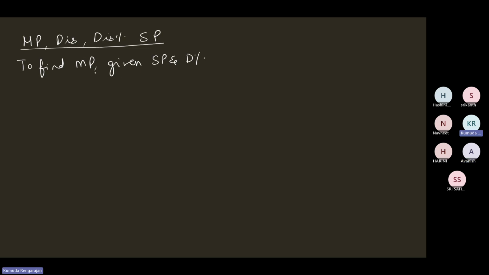So if you have to find the mark price given the selling price and discount percentage, the formula is like this. Mark price is equal to, whenever it is mark price, write 100 in the numerator. 100 by 100 minus the discount percent, a fraction, into the selling price. If you have to find mark price, it will be into selling price. If you're finding selling price, it will be into mark price. A fraction into SP. When you're finding mark price, always write 100 in the numerator.